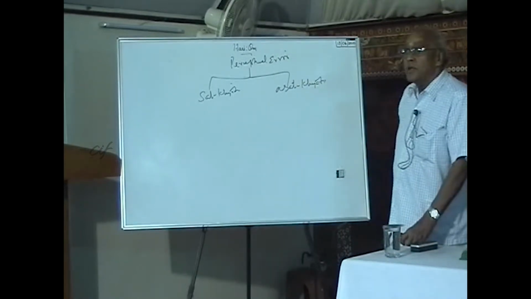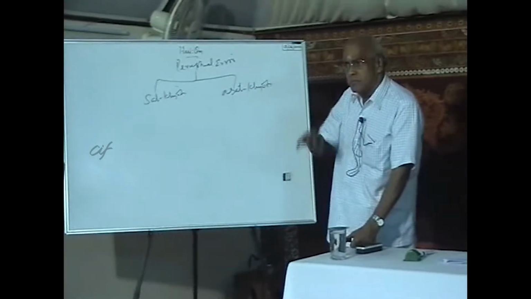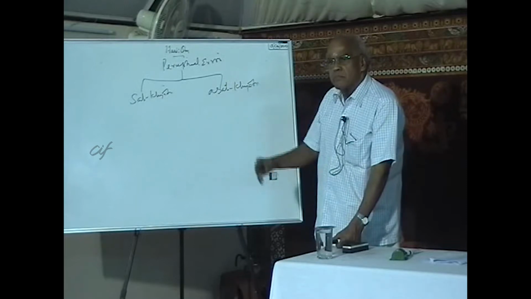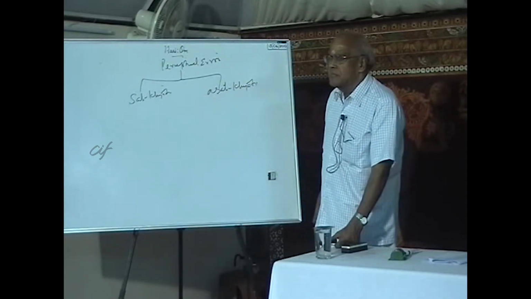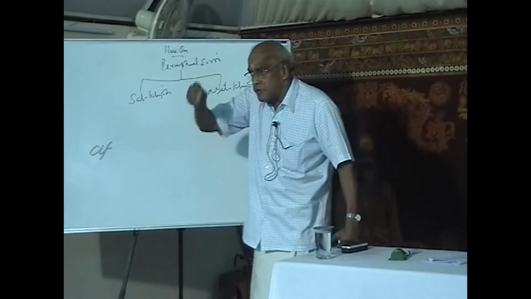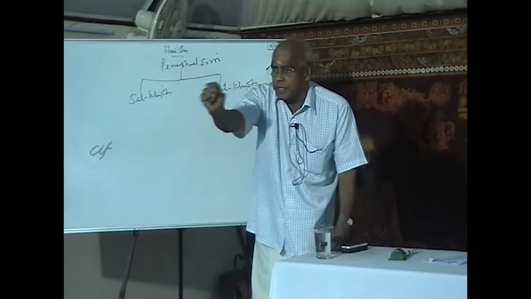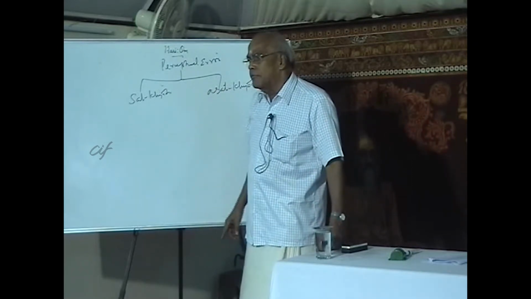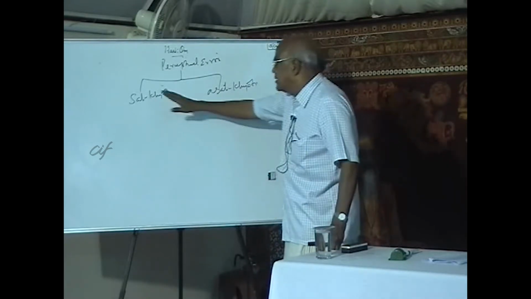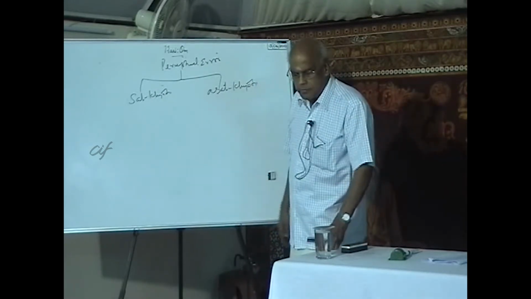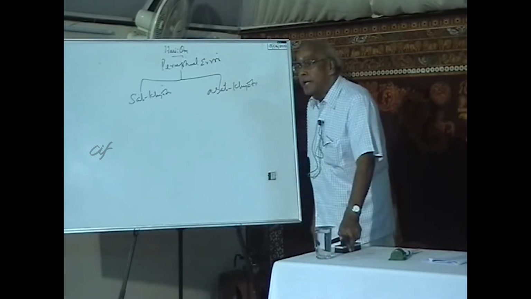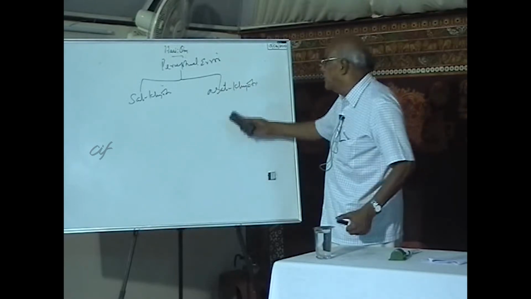So, the object of erroneous perception, whatever it may be, snake, silver, you can multiply examples. Now we want to know the ontological, metaphysical status of that object, the object of erroneous perception. Is it Sat or is it Asat? First, we will dispose of this theory.